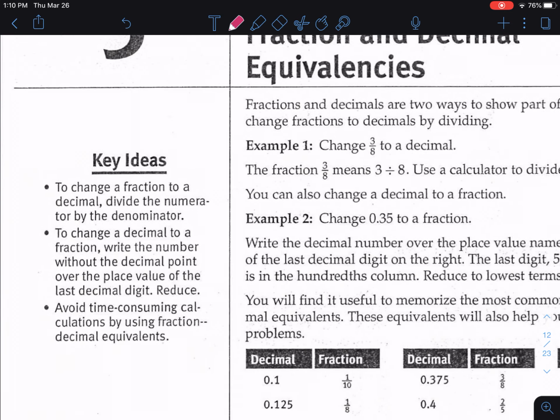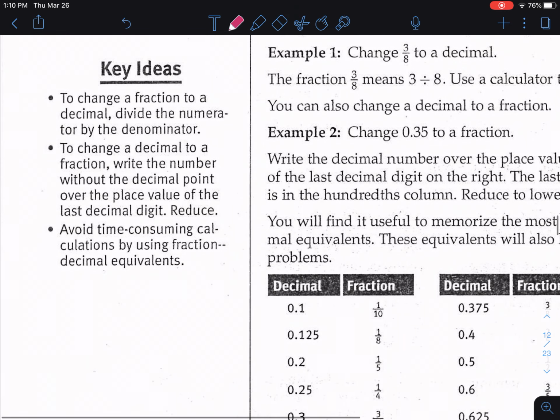I'm going to start here with this little key ideas section. It says, to change a fraction to a decimal, divide the numerator, the top number, by the denominator, the bottom number. The second key idea says, to change a decimal to a fraction, write the number without the decimal point over the place value of the last decimal digit. Reduce. And the third key idea, avoid time-consuming calculations by using the fraction decimal equivalents.